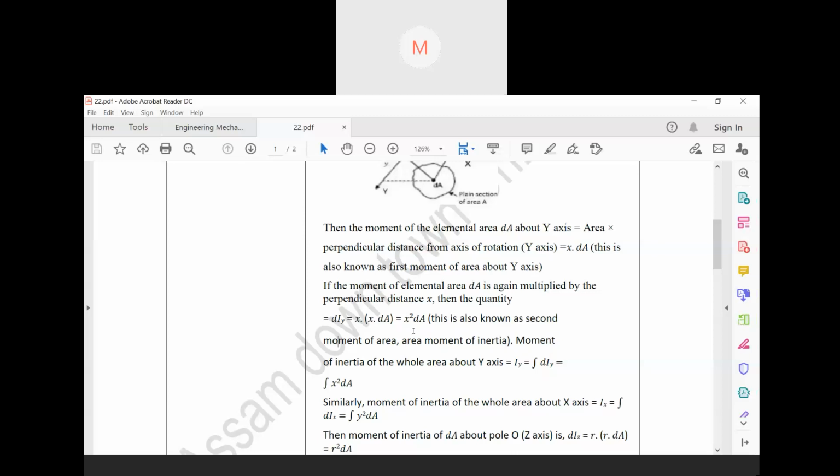Second is why, that means why you are multiplying it twice, because you have to find out the second moment of area or area moment of inertia. Now if you multiply once, then it is into one distance. If you multiply only x, then you will get only one dimension. After multiplying twice, you will get this area thing. The main reason is you have to find out area.